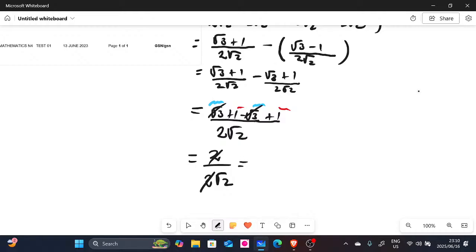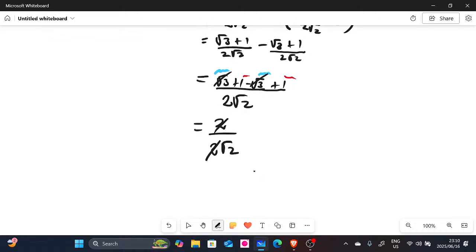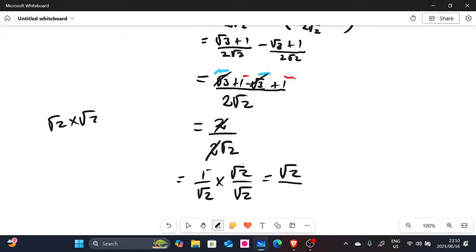Let me just continue with creating space, guys. You're going to be left with 1 over root 2. You guys see? All right, so if we say rationalize, you just multiply by root 2 divided by root 2. That's it. When you multiply 1 with that root 2, you're going to have root 2. And if you multiply root 2 by root 2, guys, you can put it in your calculator. Root 2 multiplied by root 2 is going to give you 2.